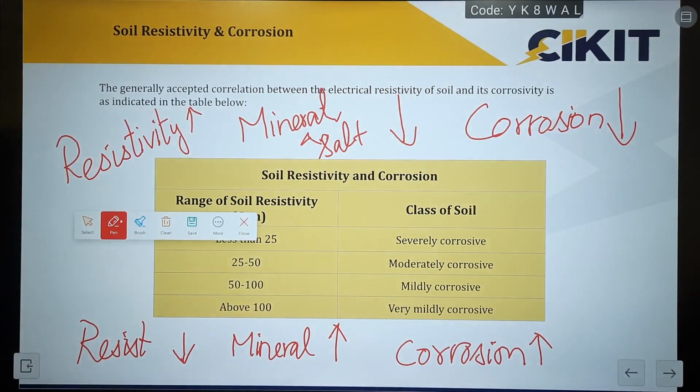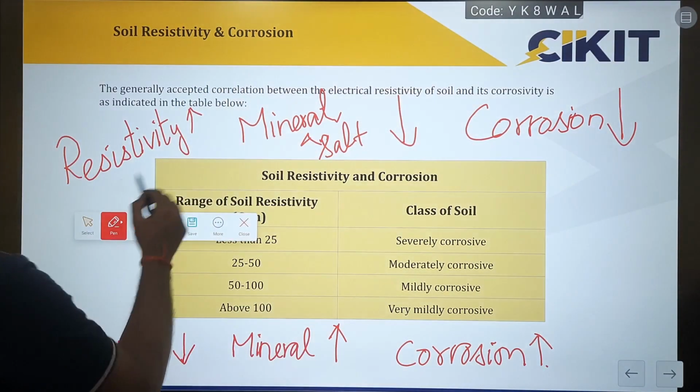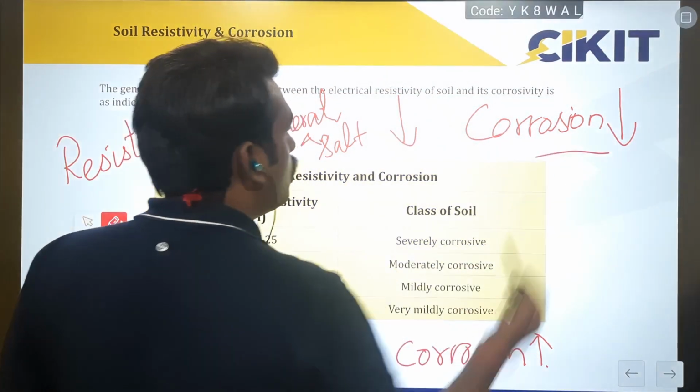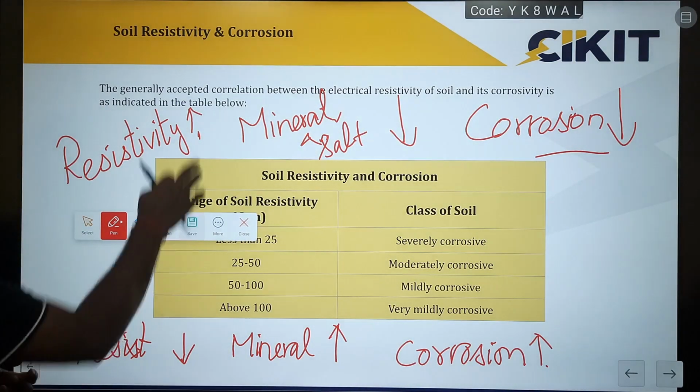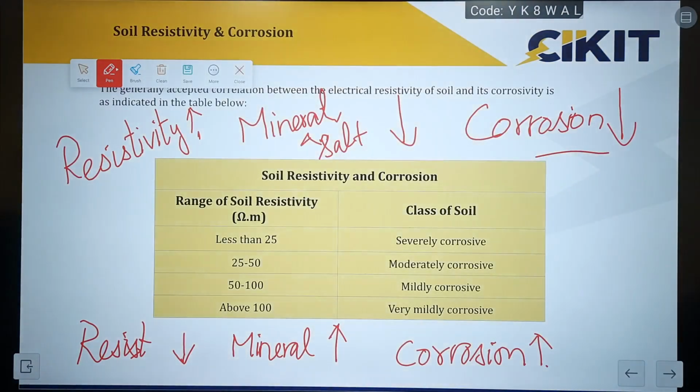So in this, we can observe that if the resistance is lower, then corrosion will be higher. If the resistance is higher, corrosion will be lower. So the resistance and corrosion are inversely proportional to each other. So the table has provided a relationship between soil resistivity and the corrosion.